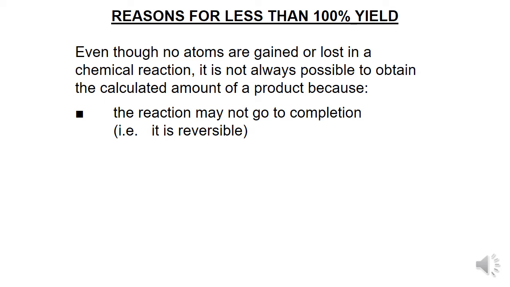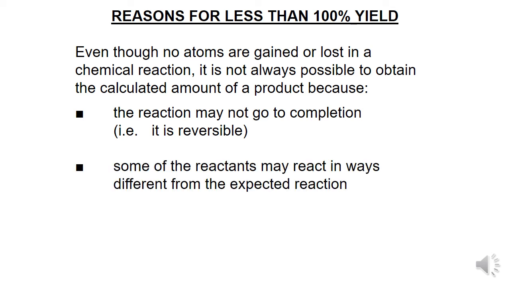Now, the other reason it might not go to completion is if the reaction is reversible. Many reactions are reversible, as we've looked at in kinetics. So the reaction can go forwards and backwards at the same time, and you're never going to get 100% yield if you've got a backwards reaction happening at the same time as a forwards reaction. So that's a very, very important reason.